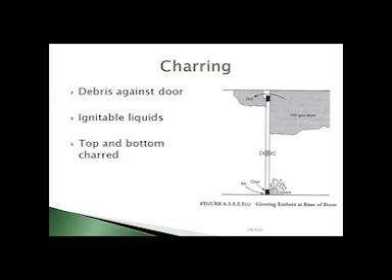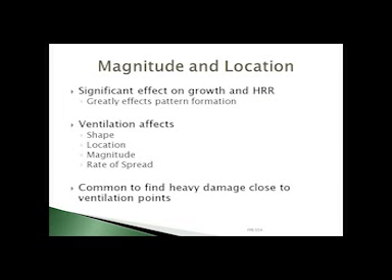Ventilation can also affect your magnitude and your location. It has a significant effect on the growth and the heat release rate. It also greatly affects the pattern and formation. Like I said before, if you open a window, it's going to draw the heat and the smoke to it, and it can draw the fire that direction. So when you add more air, in better ventilation, you get a higher oxygen rate for the fire, a better flow rate to push the gases away from it. You get rid of smothering from the smoke layer.